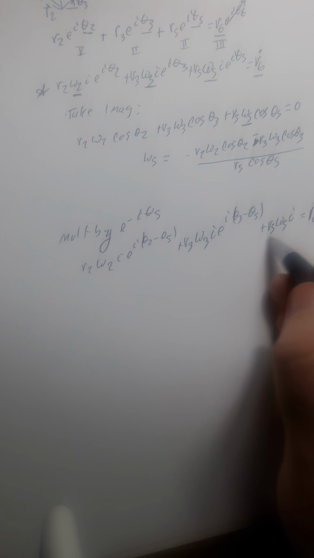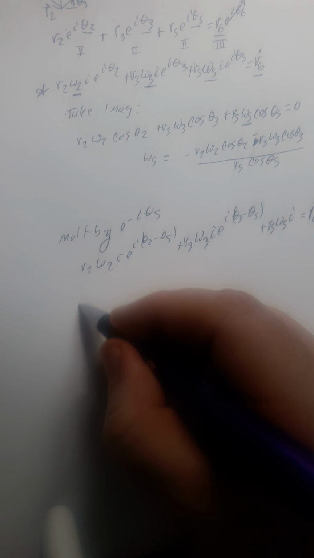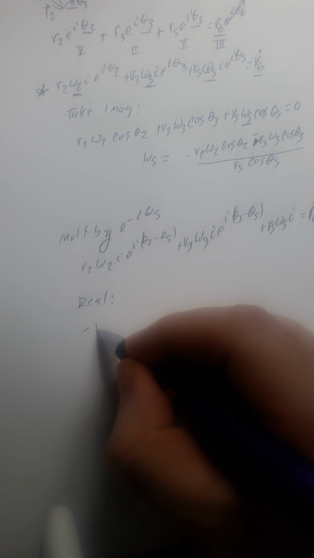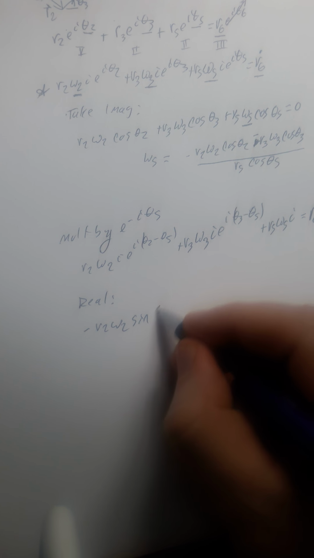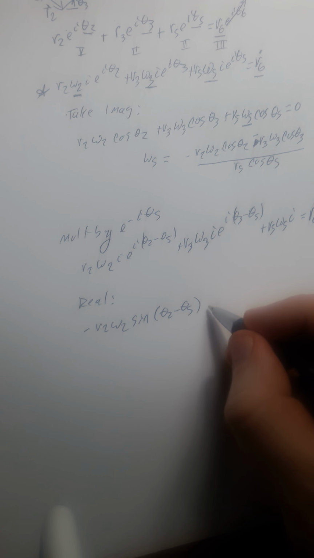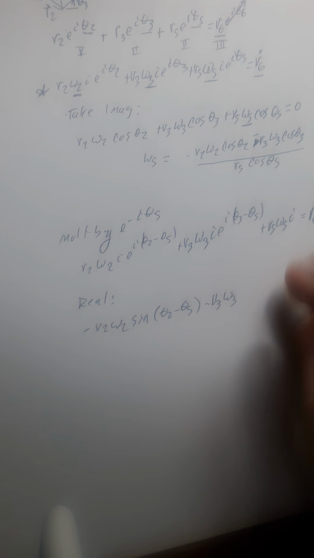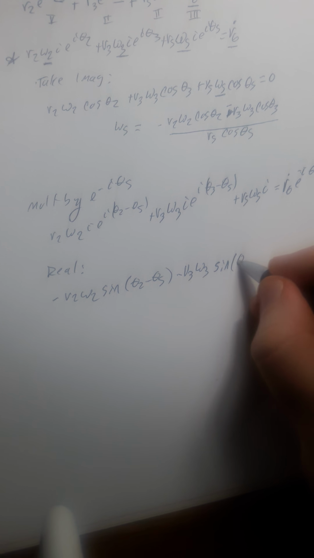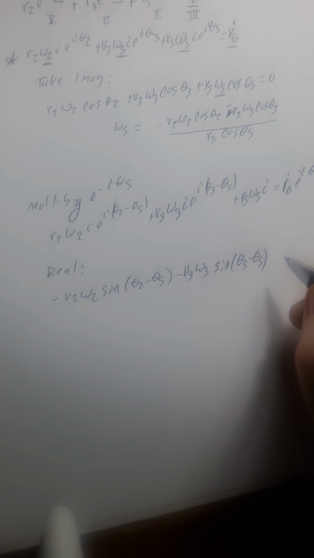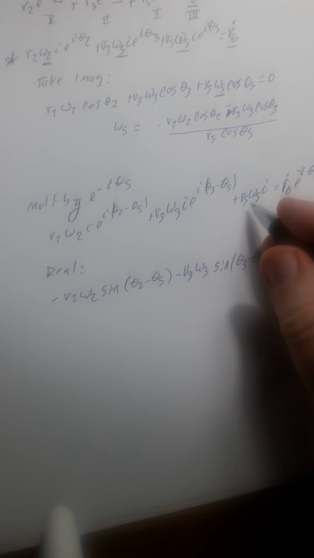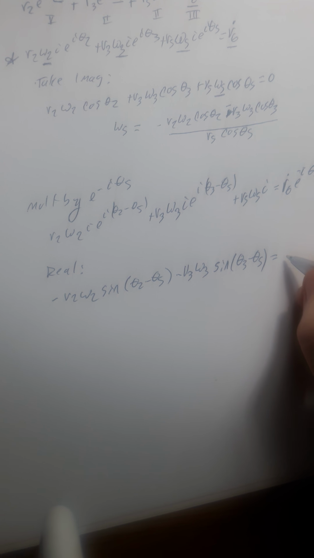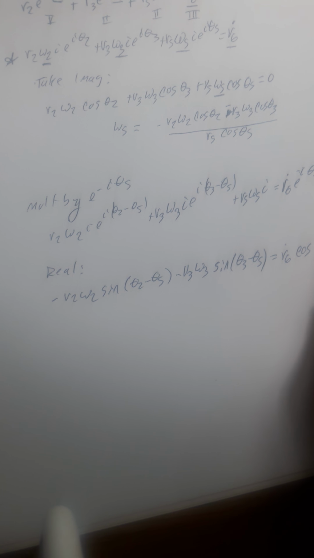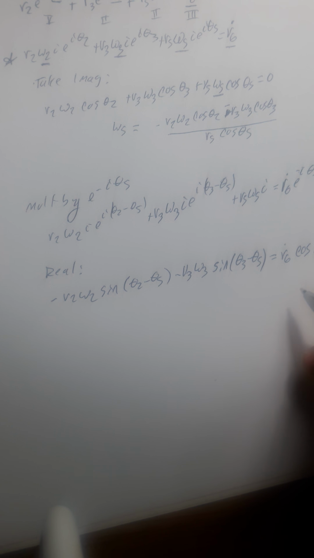Since the term we're trying to get rid of is imaginary, we can take the real part, and that will give us minus R2 omega 2 sine theta 2 minus theta 5 minus R3 omega 3 sine theta 3 minus theta 5. This term is going to go away, and that's going to be equal to R6 dot times cosine of minus theta 5, which is the same as cosine of theta 5.